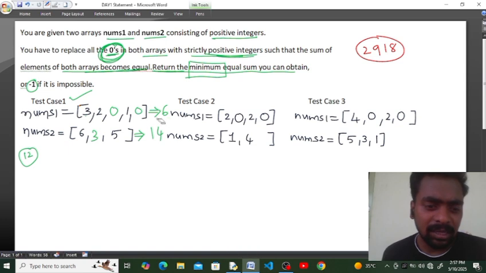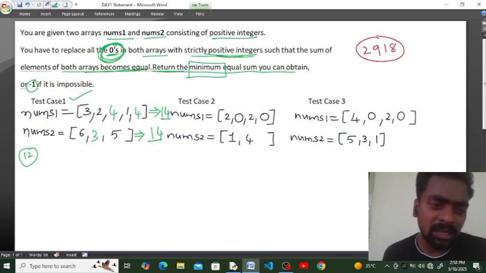You have to make them equal by replacing zeros with positive numbers, right? So what I will do is, I will keep 4 here, right? So now what is the sum? 10. Now replace the next 0 with 4. Now the total sum of the first array will be 14. So both are the same. So this is also one of the answers, right?